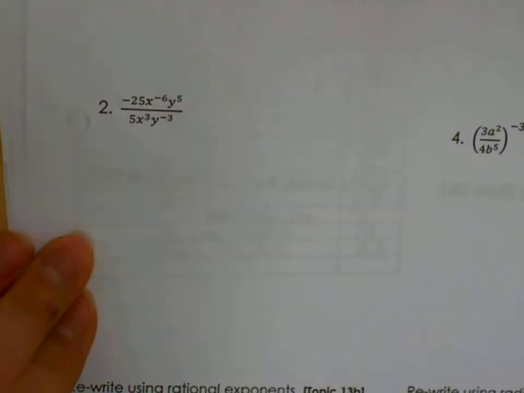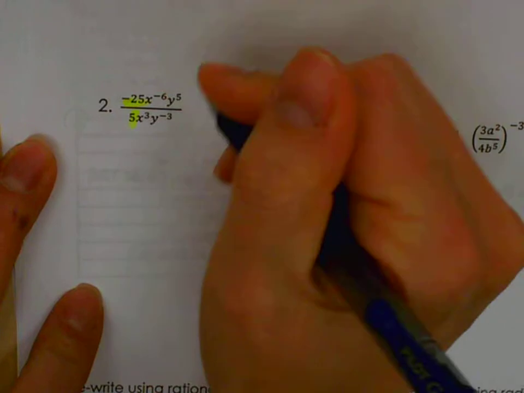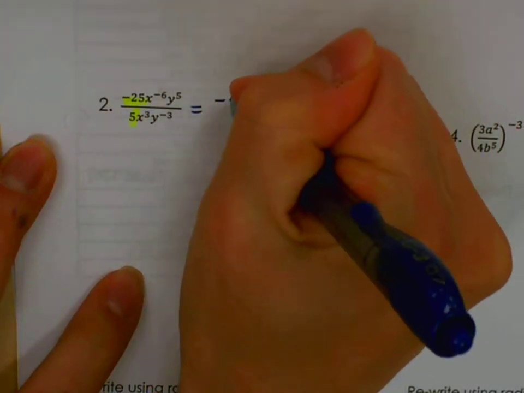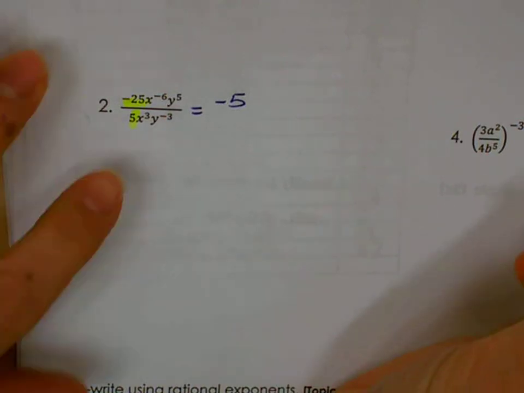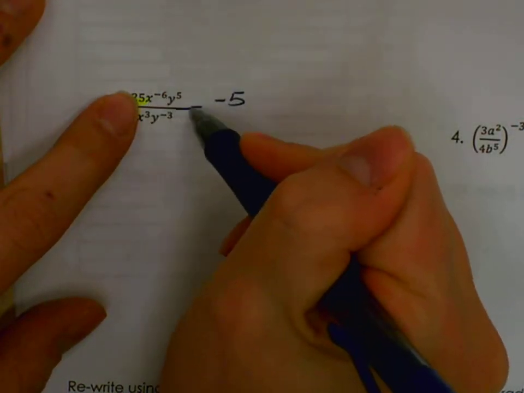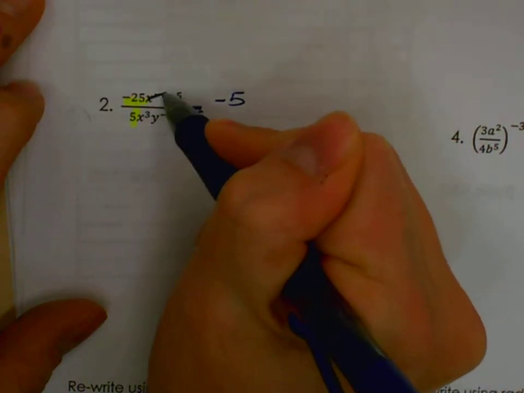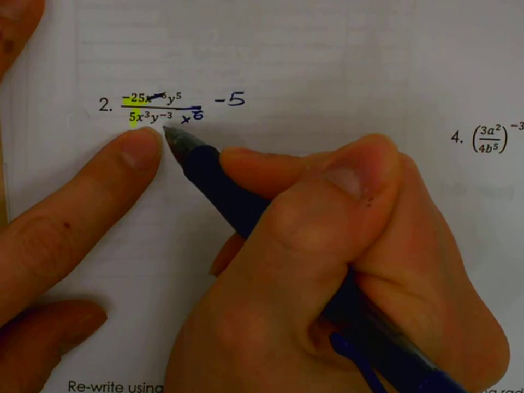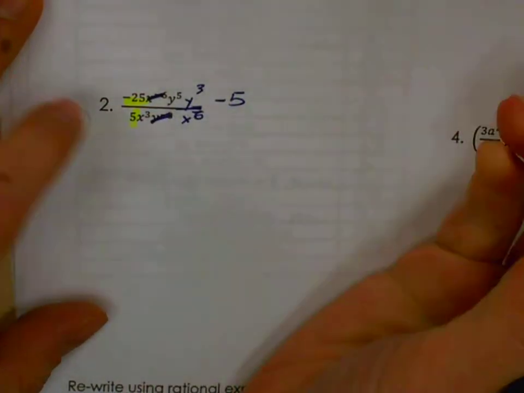All right, number 2. Again, I'm looking at my number part. Number part and number part. So -25 divided by 5 is -5. And then I'm going to start moving some of my negatives here. I have x to the -6. I'm going to move that to the bottom and turn that into x to the +6. On the bottom, I have y to the -3. I'm going to move that to the top and make it +3.